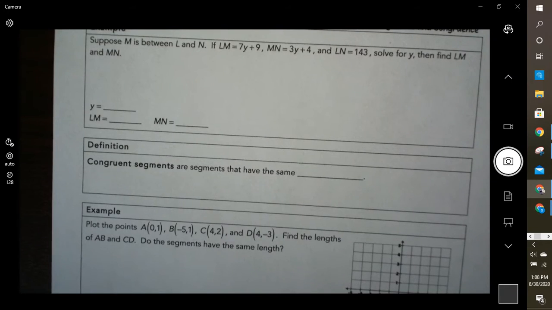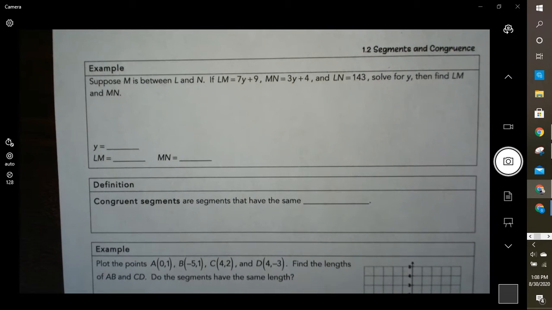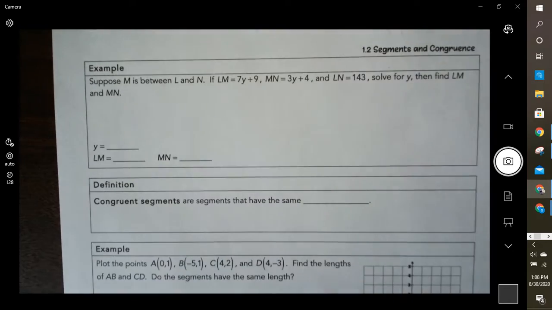All right, let's go ahead and check out some examples here with some of those postulates that we just learned about. With our first one here, you'll notice it's pretty much a word problem. Whenever I face these, I recommend trying to draw some type of image or picture to better understand what they're asking us here. So suppose M is between L and N.